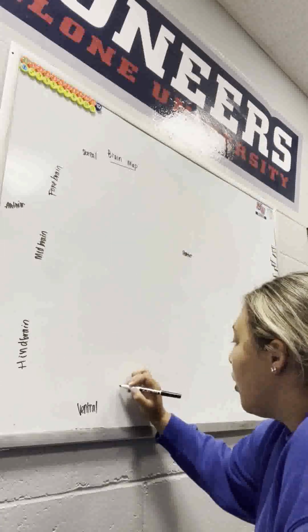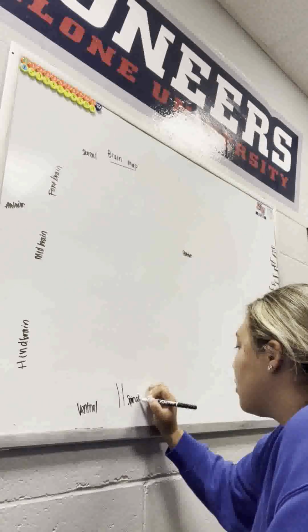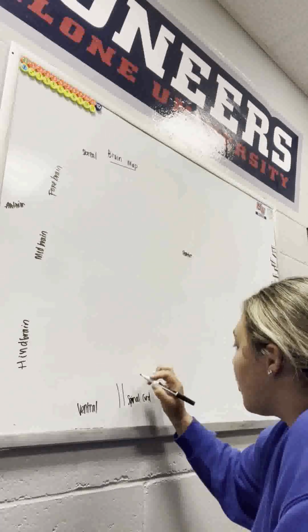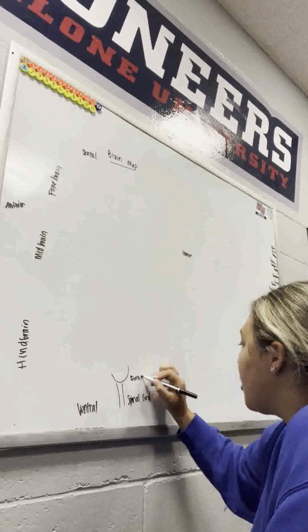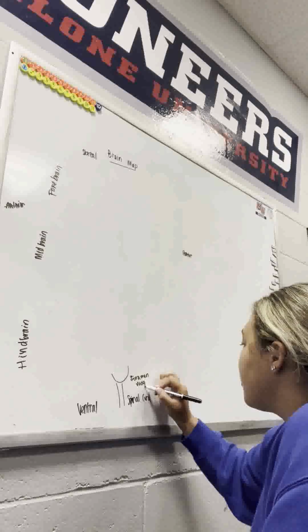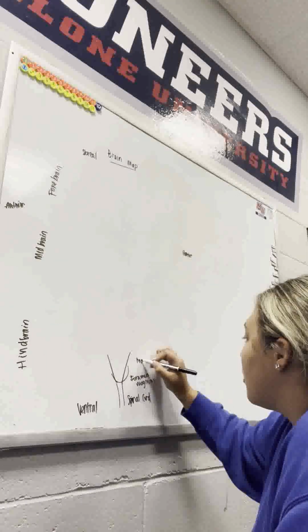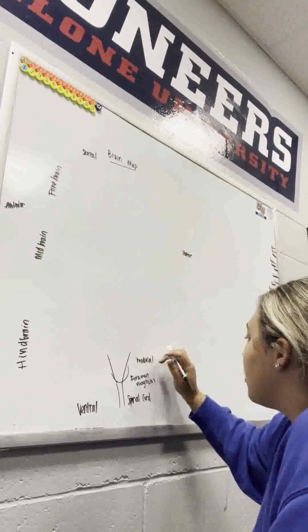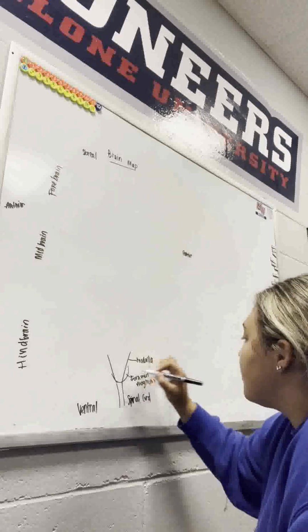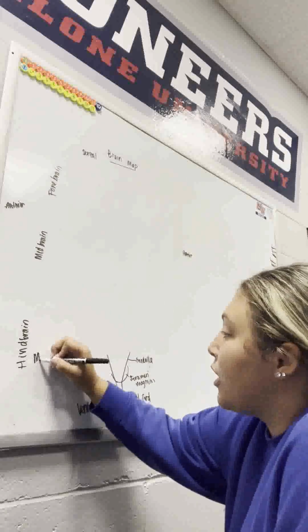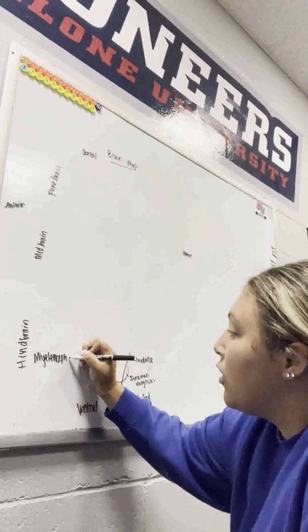So first we have the spinal cord, and then we have the foramen magnum, and then we have the medulla, and these all make up the lower portion of the hindbrain known as the myelencephalon.